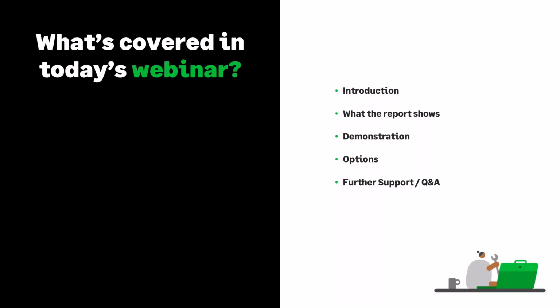Right, let's have a look at what we're covering. So brief introduction. We'll have a look at what the report shows itself. Obviously, that depends on the criteria you specify. We'll run through a bit of a demonstration and pick up a few hints and tips along the way as well, and also look at some of the options that you've got on there. And then right at the end, just additional support. And if there's anything outstanding, I'll try my best to pick that up as well.